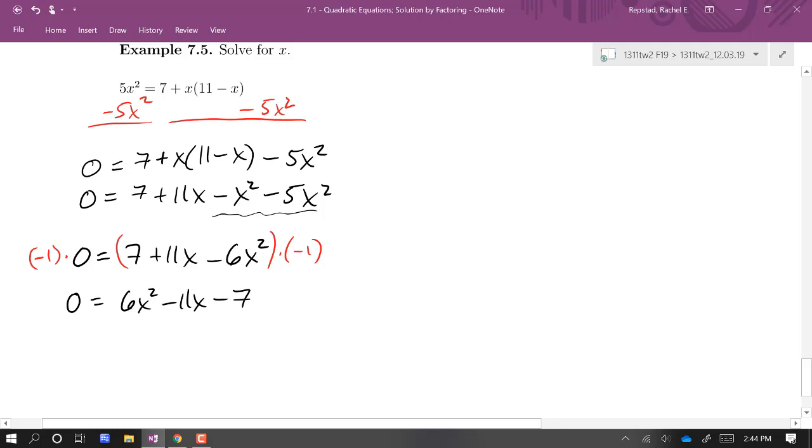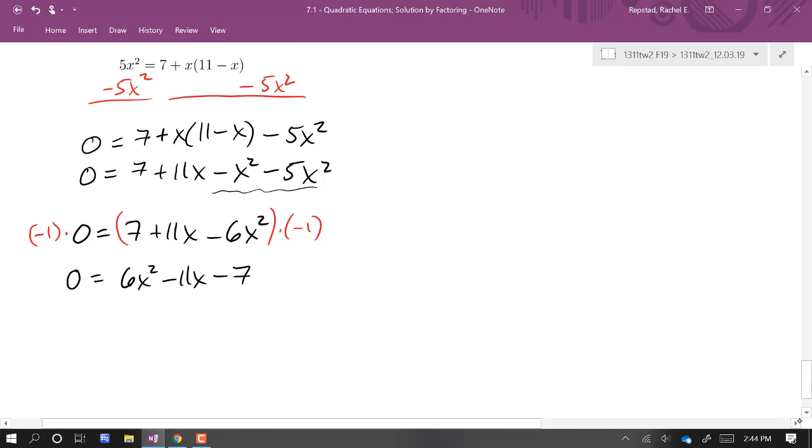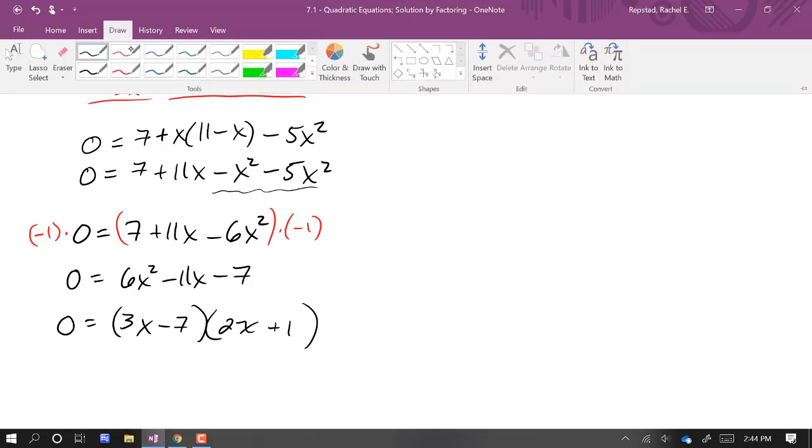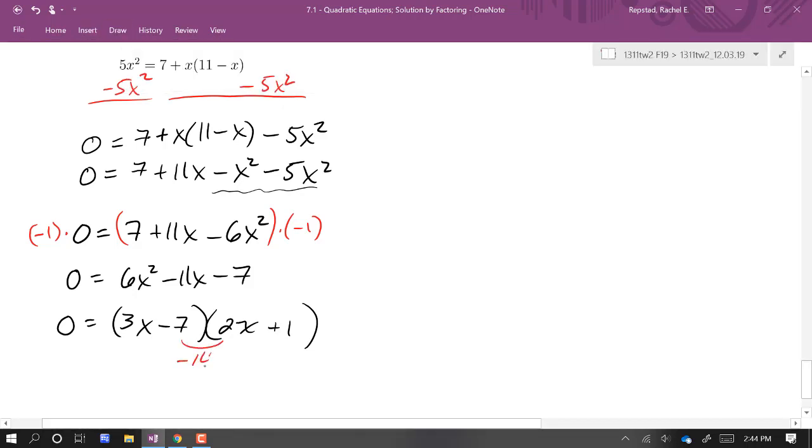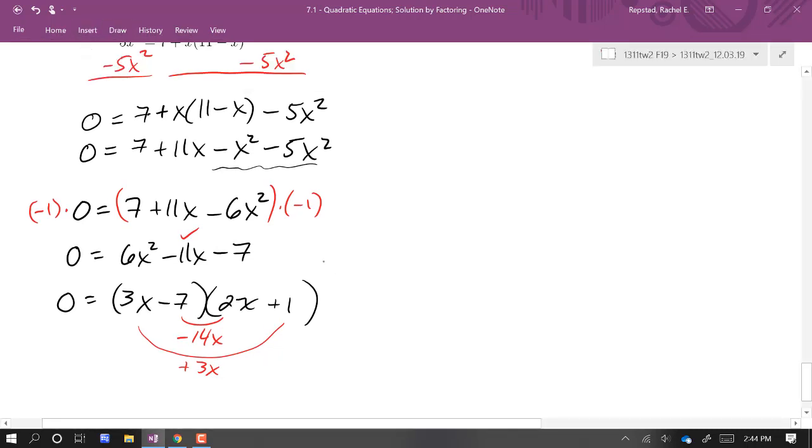So now we have this quadratic that's set equal to 0, and let's see if we can factor this. 3x minus 7 and 2x plus 1. Let's see what we get. I'm just doing a quick check. We have a minus 14x plus 3x, and that does give us negative 11x. So this should work. And now that we have it factored and set equal to 0, what comes next?